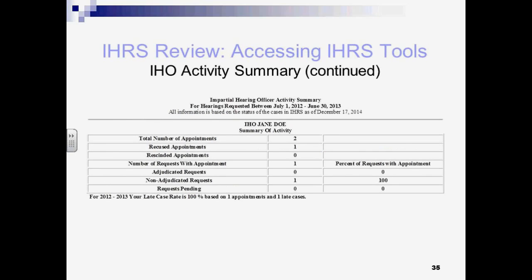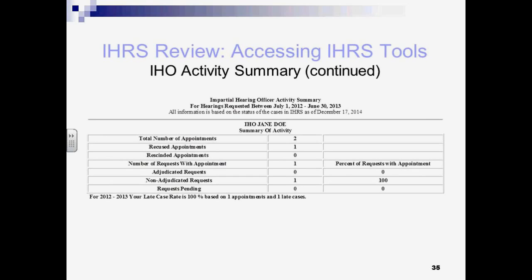A summary report will appear listing your hearing activity within a specified report year. Just a note, if you leave the IHO ID field blank on the previous query screen and click Find, IHRS will return a statewide summary for the specified report year.